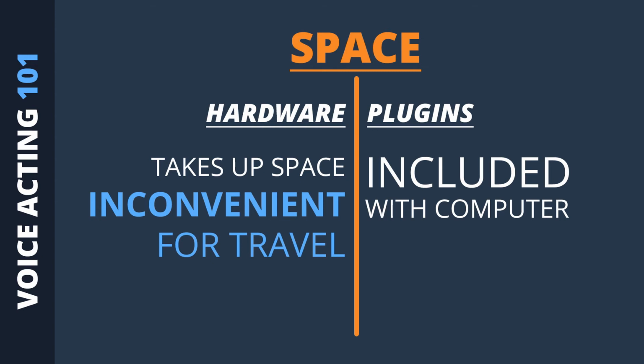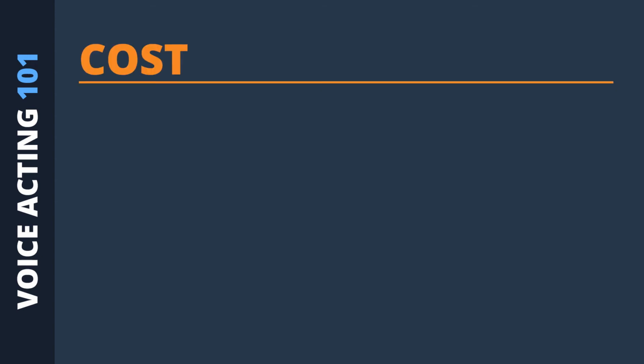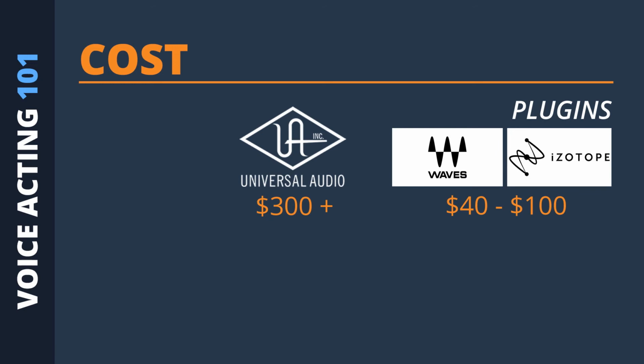The next factor to consider is the cost. So there are some affordable plugins from companies like Waves Audio and iZotope. They range from about $40 to $100, but Universal Audio plugins cost about $300 and up. So they're definitely not cheap. Hardware-wise, something from DBX for about $200 would be more expensive than a cheap plugin, but it's going to be less expensive than a Universal Audio plugin. And the hardware prices, they really go up from there. It starts at $200. I think that's probably the cheapest one that you can get, and then it's just going to go up from there.